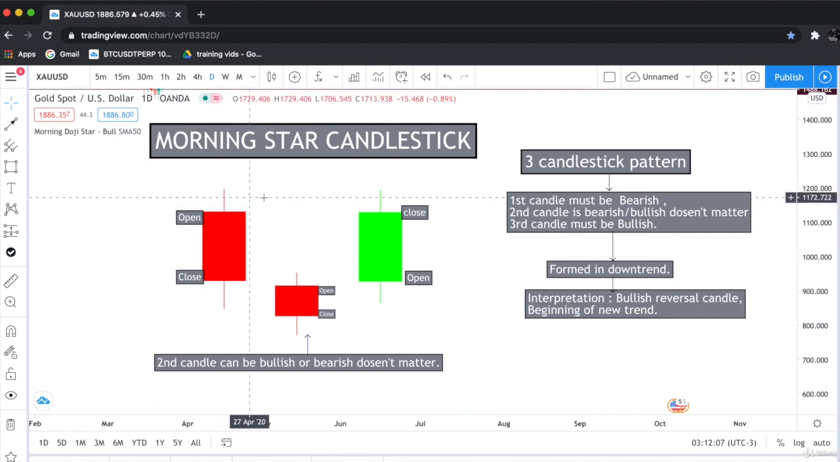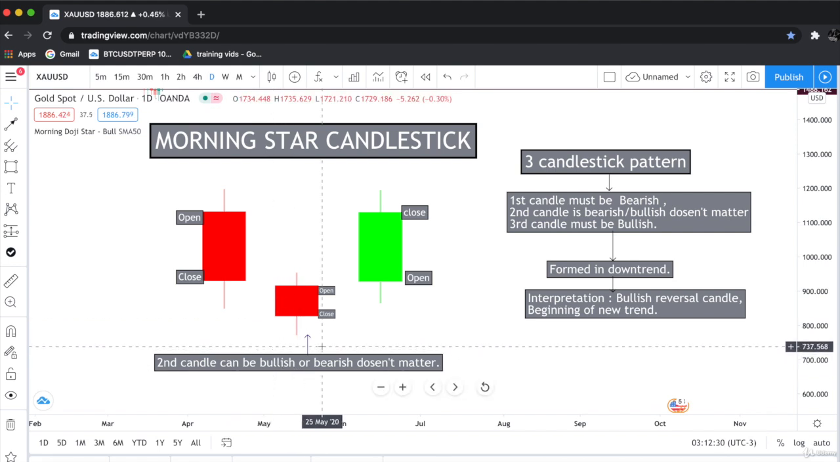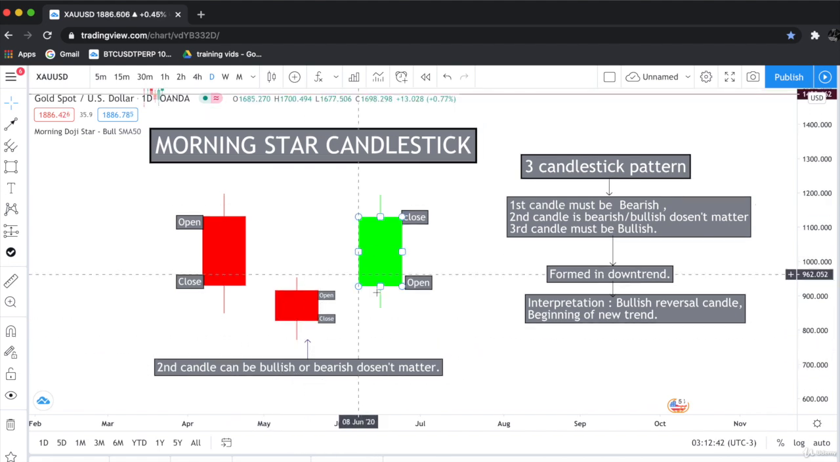As you can see in this diagram which I have labeled for you here, the first candle must be bearish. The second candle can be bullish or bearish, it doesn't matter. The third candle must be bullish. I have labeled the diagram for you on the chart as you can see here.